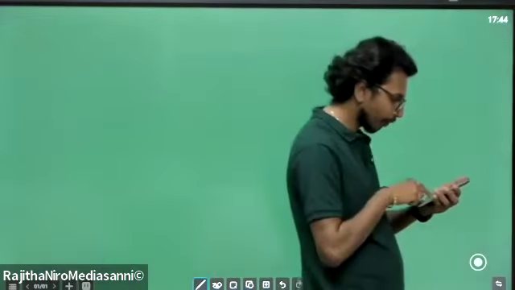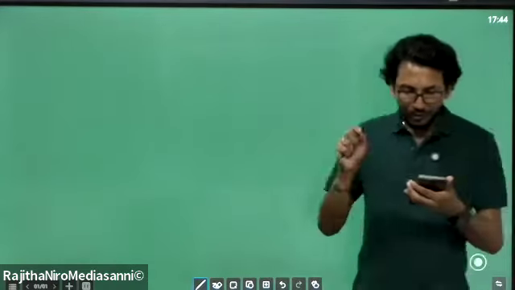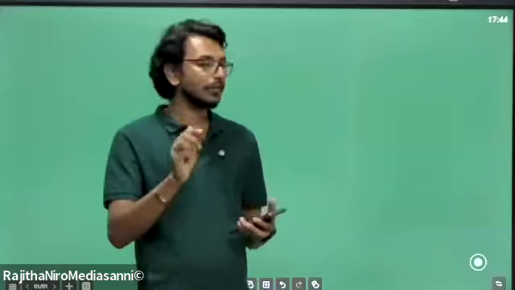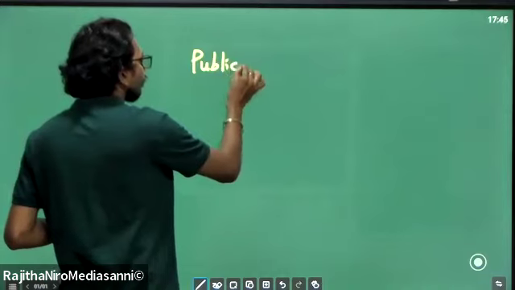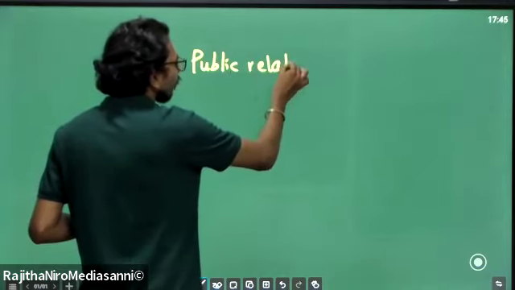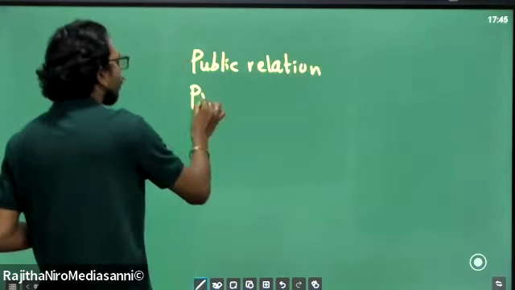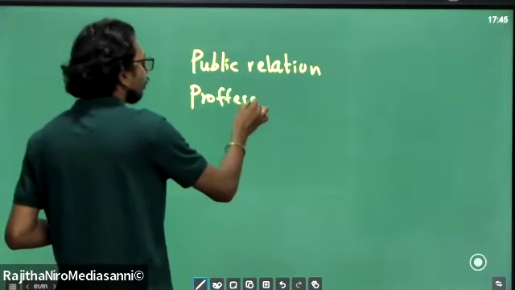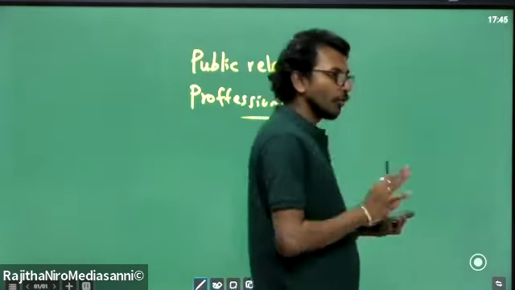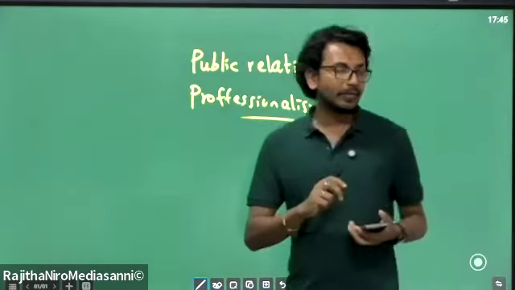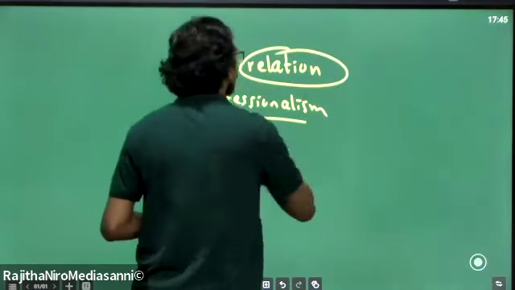After that, in professional public relations, the following things should be sufficient. The first thing is the links that exist between public relations and professionalism. Think about public relations, and professionalism is also there. If you want to be a professional person, you need to know how to maintain this through public relations.